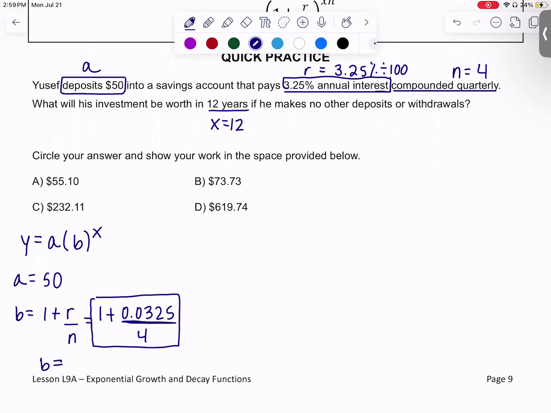1 is not. That 3.25% is divided by 4 because it's applied 4 times in 1 year to make up the full 3.25%. B is going to equal 1.008125.